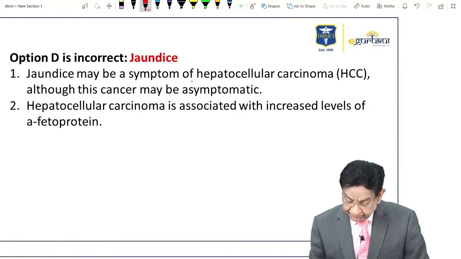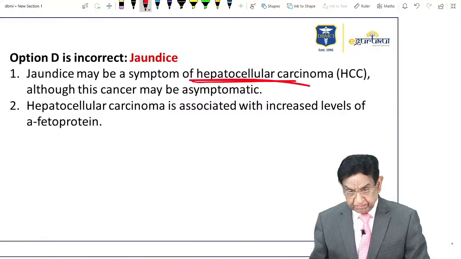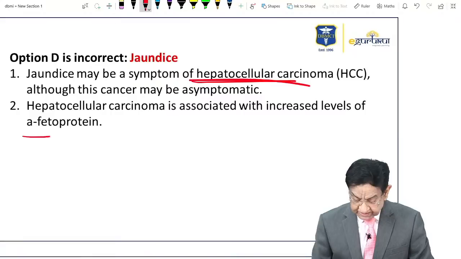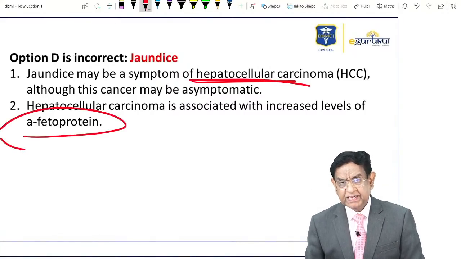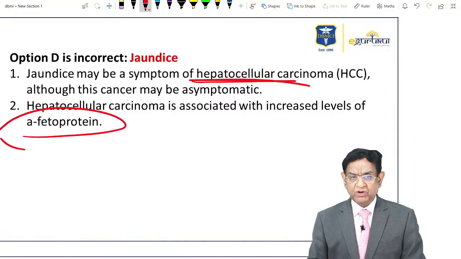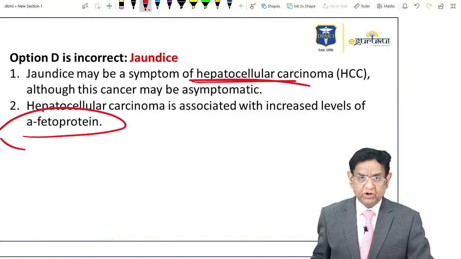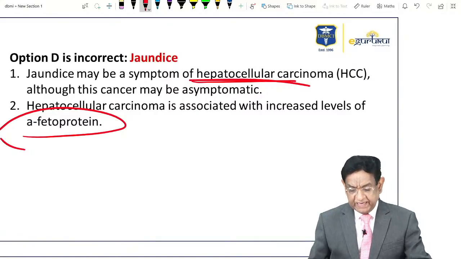Jaundice may be a feature of hepatocellular carcinoma. And the tumor marker, the oncology part, is alpha fetoprotein. We are well aware that in hepatoma, alpha fetoprotein levels are increased. So TRAP is not increased in hepatocellular carcinoma. And of course, jaundice will occur in anything which is usually related to some liver pathology.